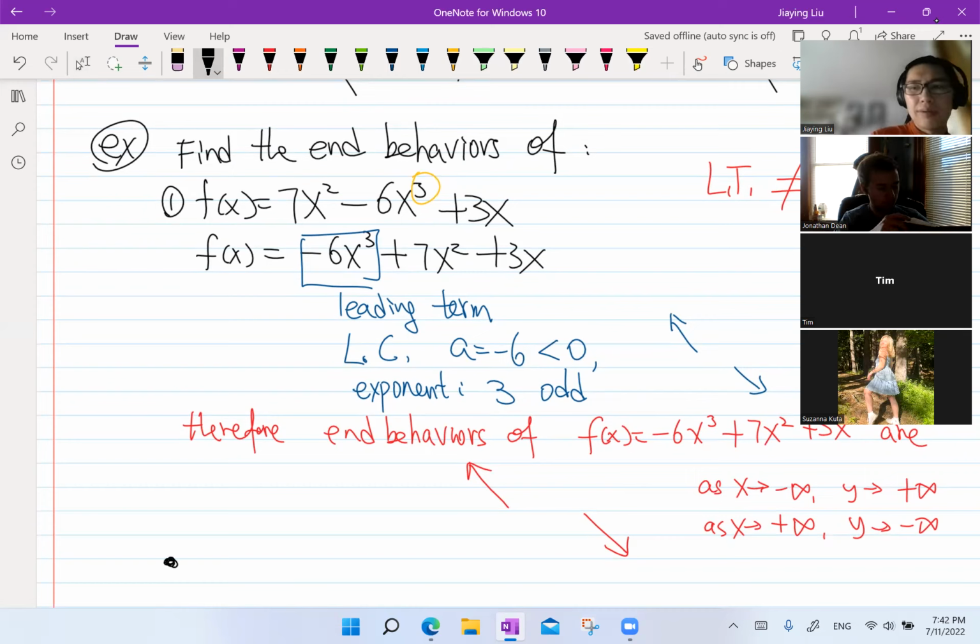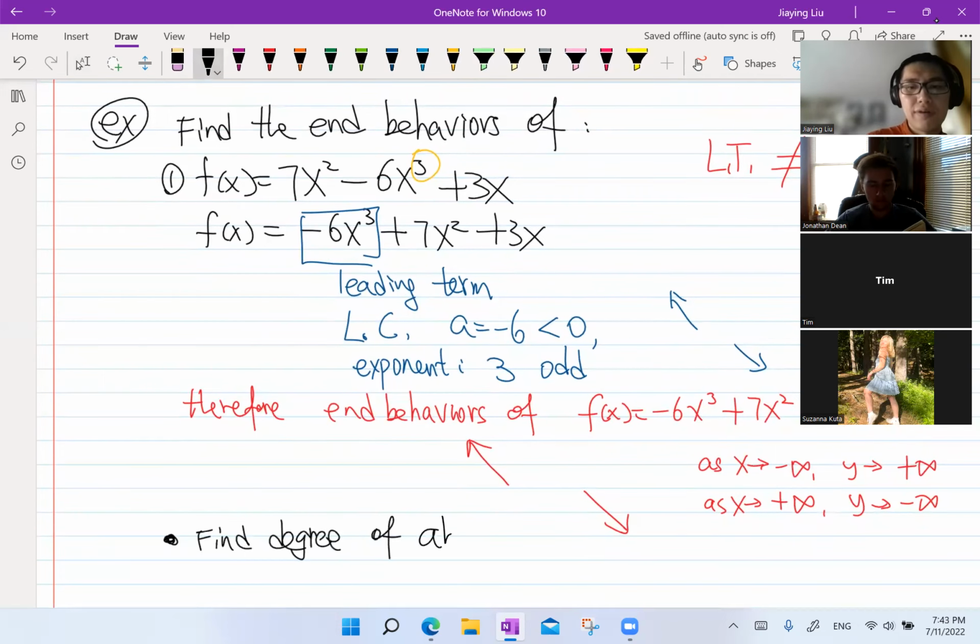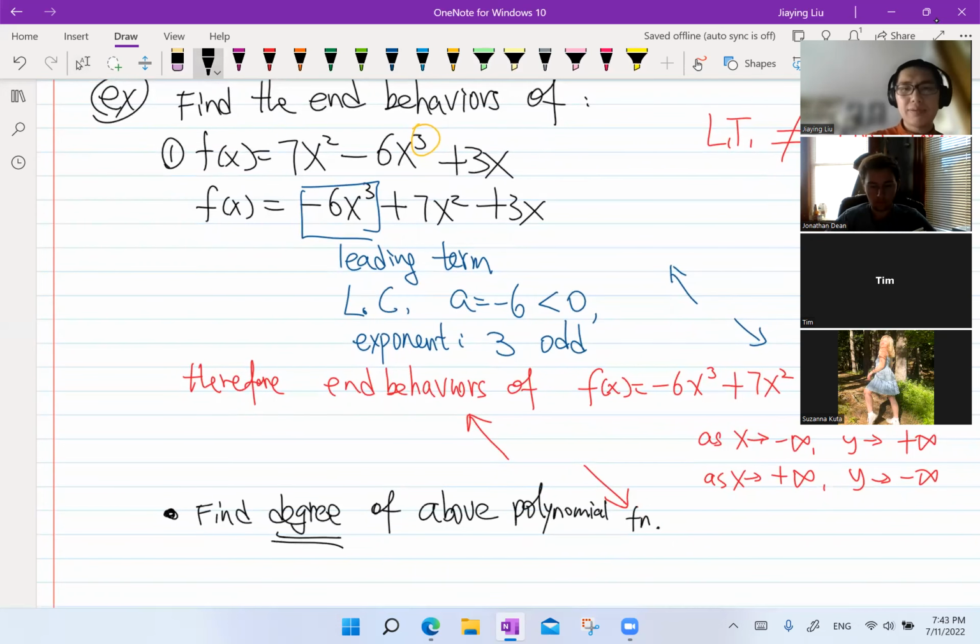Let's practice a little bit more. Find the degree of the above polynomial function. Well, the degree is the highest exponent. Where's the highest exponent? It's always in the leading term, right? We already know the exponent of the leading term is 3. Therefore, the degree is going to be 3. So the degree is always the highest exponent, the exponent of the leading term.